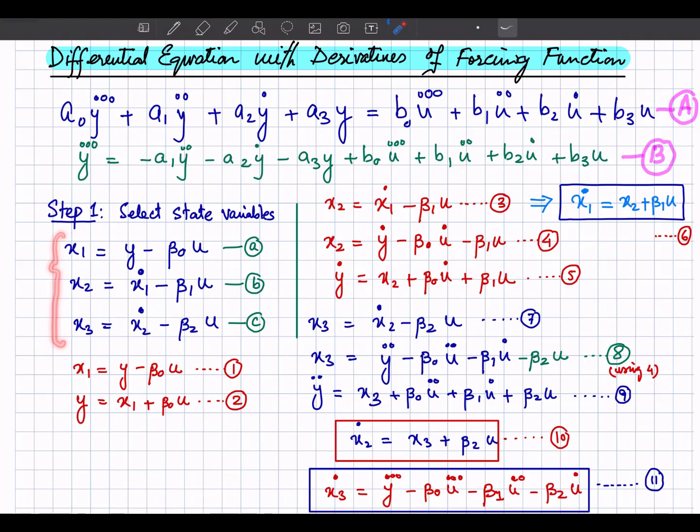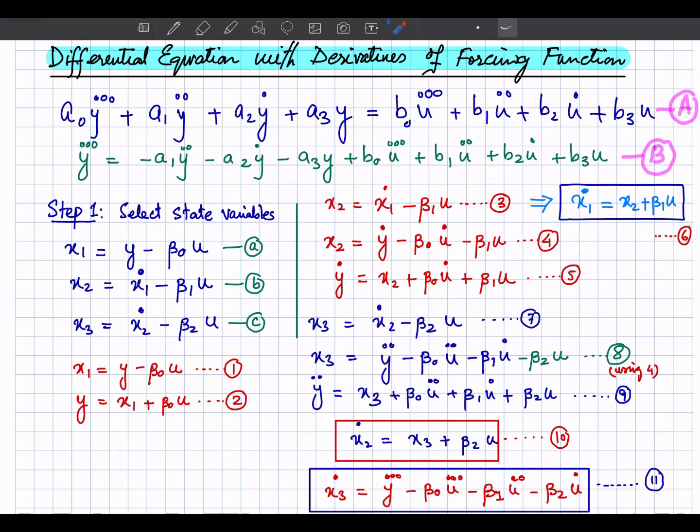Now starting with the definition of the first state variable, that is x1, we have considered it equal to y minus beta naught into u. So I can write down that my output, that is y, that will be equal to x1 plus beta naught into u. So our output equation in the state space representation will be written using this equation. So let's call this is equation 1 and this is equation 2.